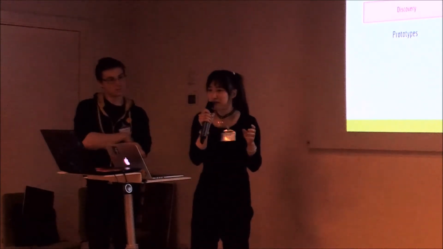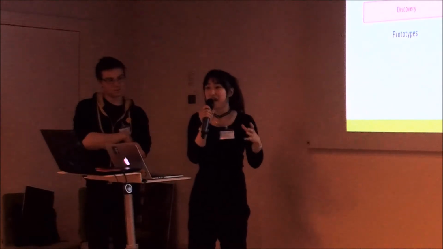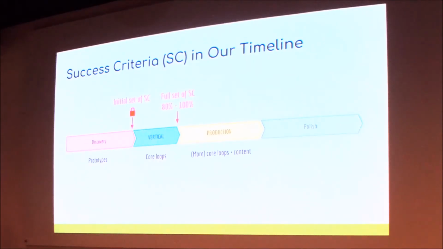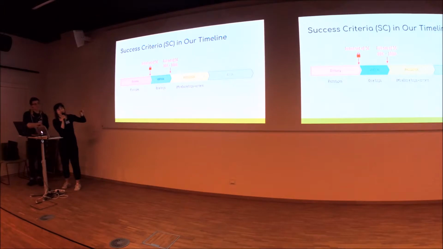So here the core loop means the core loop of the game. The game design core loop is not the core loop in programming. It's a bit confusing here. So we aim to have 4 sets of success criteria, but no worries if you can't have all, because the most possible case is between 80% to 100%, because things will probably change a lot during the production.